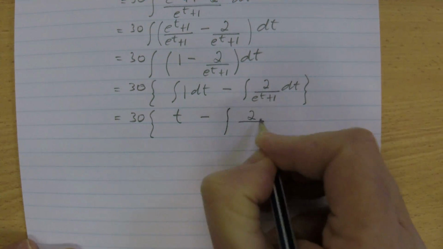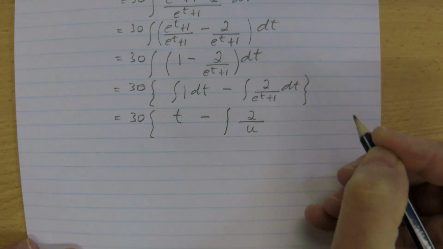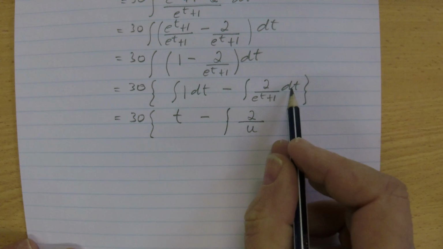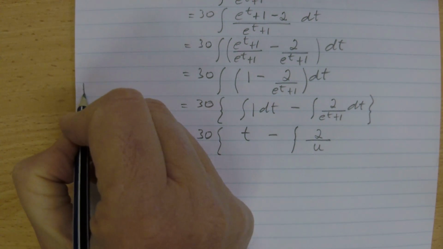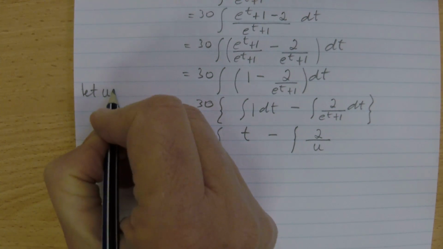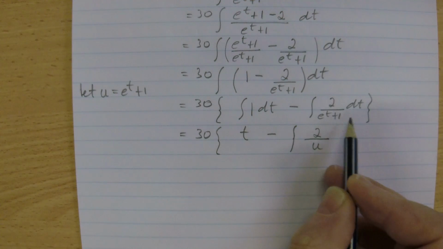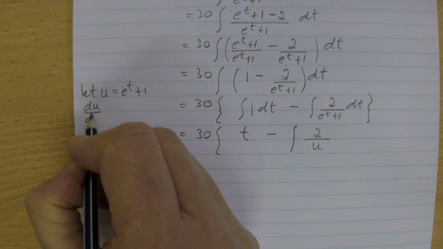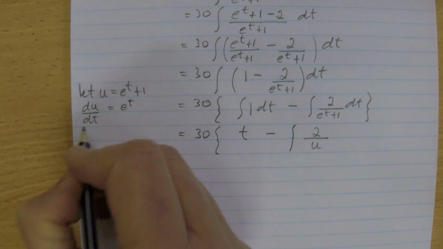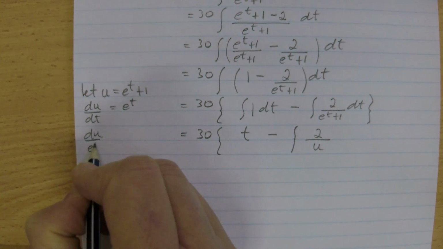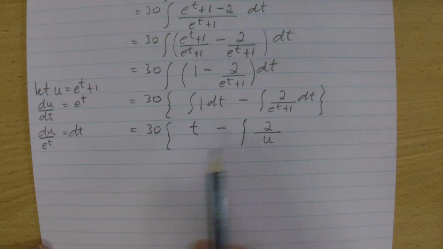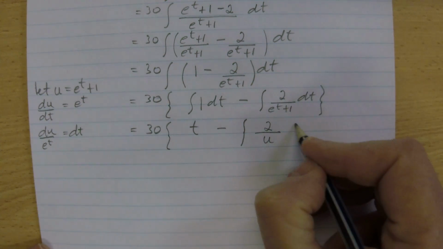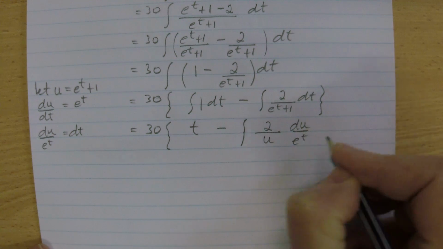I will replace e^t plus 1 with a new variable u. So I'm going to have to stop and think about what to do with my infinitesimal dt. I'll just go across to the side here. I will say let u equal e^t plus 1. du/dt would equal e^t. So du over e^t should equal dt. We can make the substitution now. dt is du over e^t.